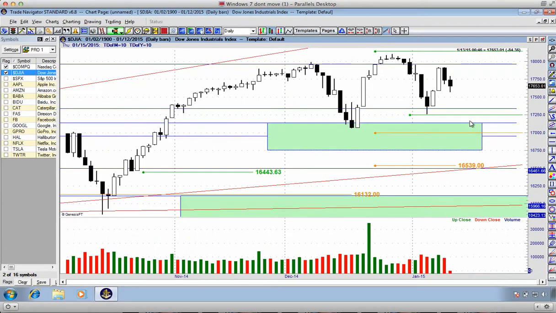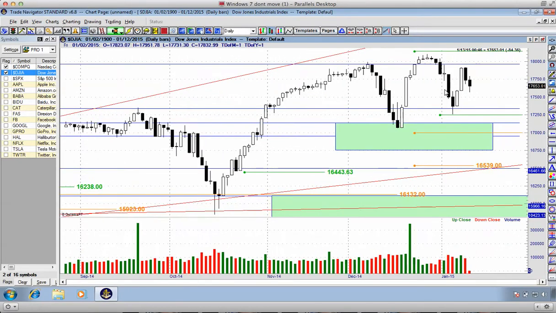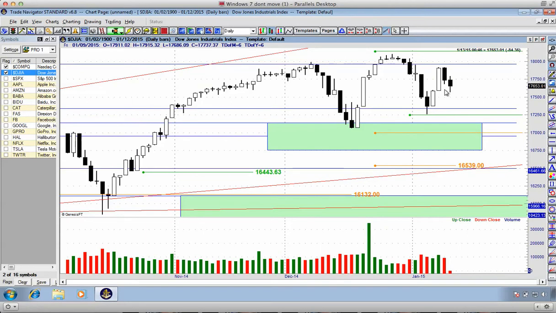Now, I do believe this is getting a little ahead of ourselves. We've got no confirmation whatsoever, but I'm just painting the picture for you of what could be around the corner. That is essentially scenario number one.